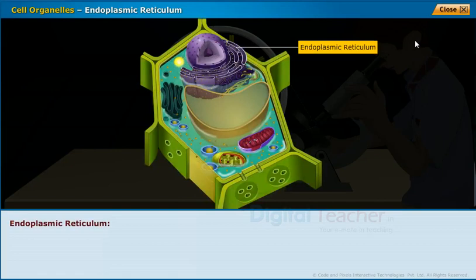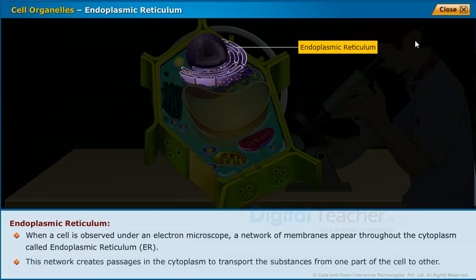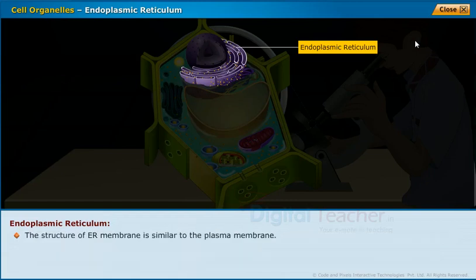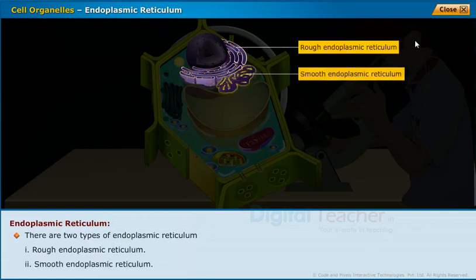Endoplasmic Reticulum. When a cell is observed under an electron microscope, a network of membranes appears throughout the cytoplasm, called Endoplasmic Reticulum, ER. This network creates passages in the cytoplasm to transport substances from one part of the cell to another. The structure of the ER membrane is similar to the plasma membrane. There are two types of endoplasmic reticulum: rough endoplasmic reticulum and smooth endoplasmic reticulum.